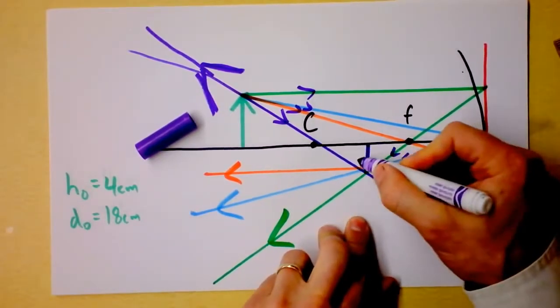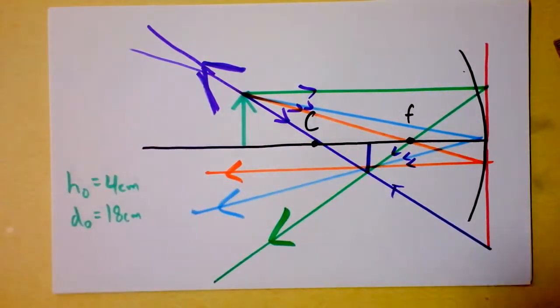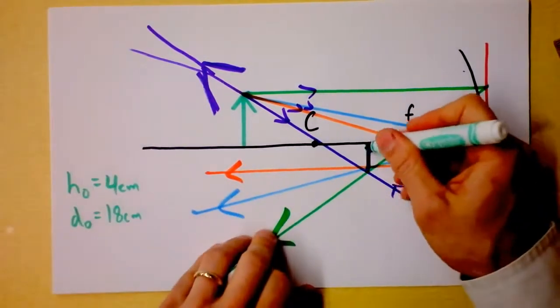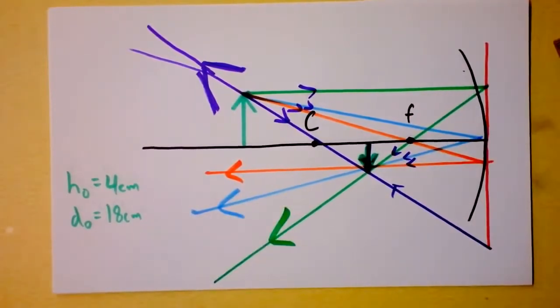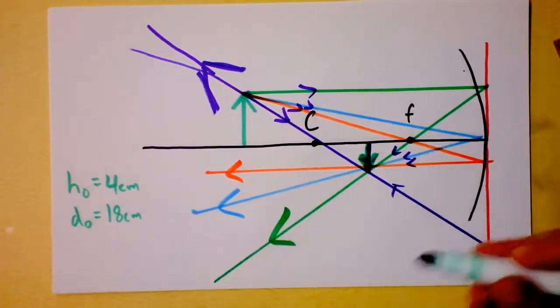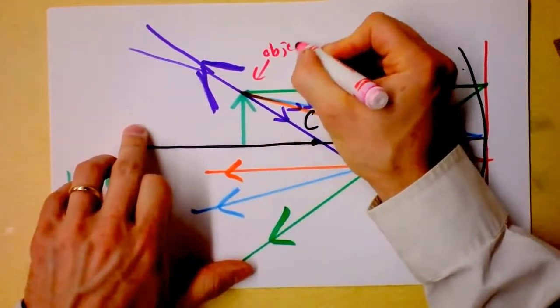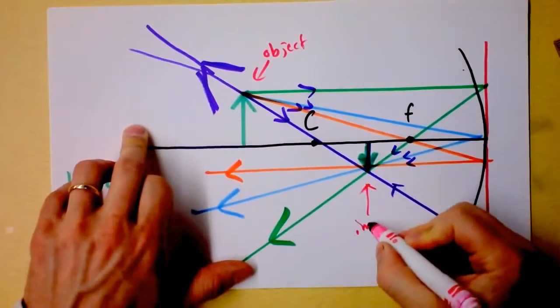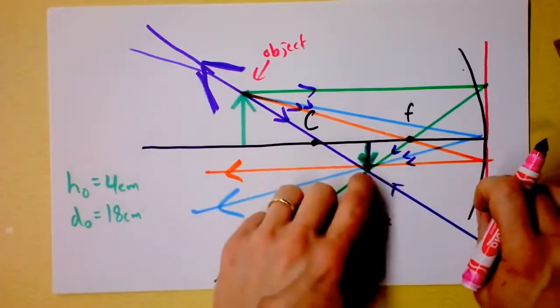And if you put a piece of paper right there, I can't use that color. I need to use the color for the object, I think, so I don't get confused. If you put a piece of paper right here, a screen as it were, then you would find an image. So let's label these things right here. You've got your object, and you've got your image.